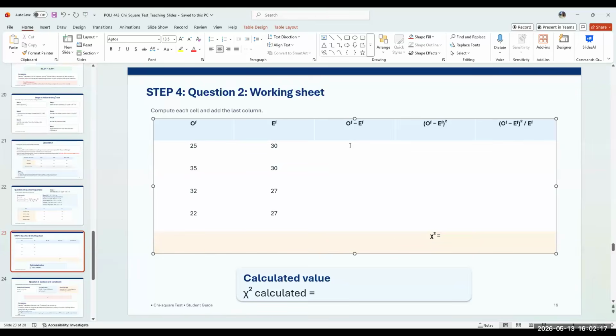As we wait for him, we have basically done step 1, where we stated our hypothesis using the variables in the question. In step 2, we stated the test statistic, the formula itself. And in step 3, we looked for the expected frequency by using row total times column total all over n. That's how we got our 30, 30, 27, 27.